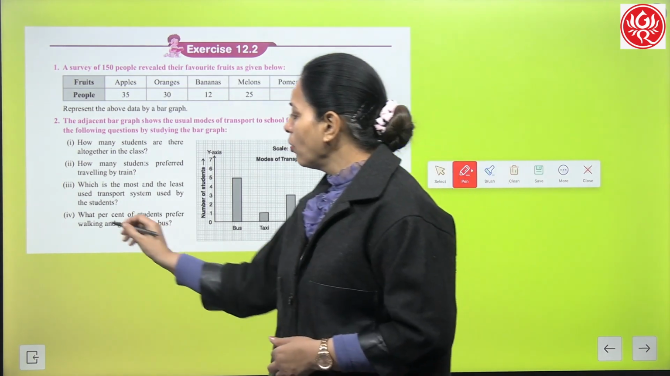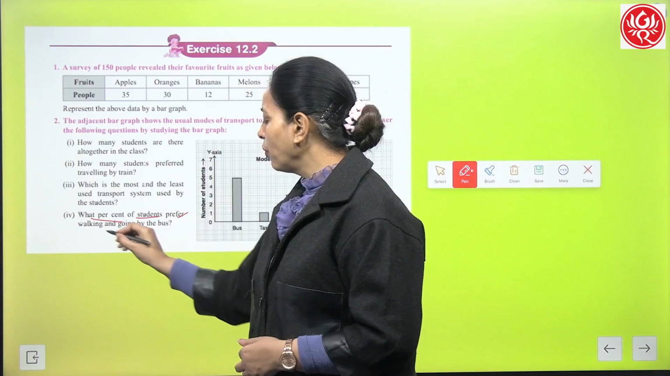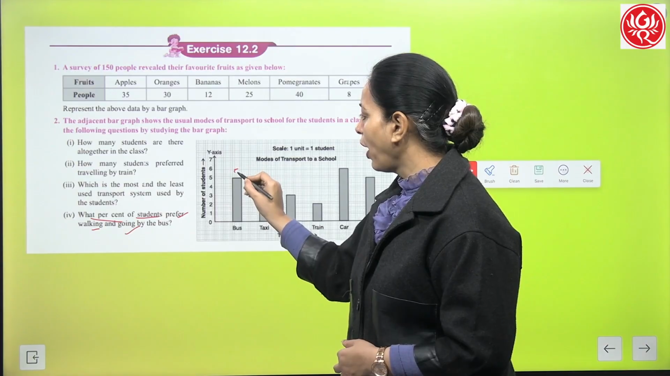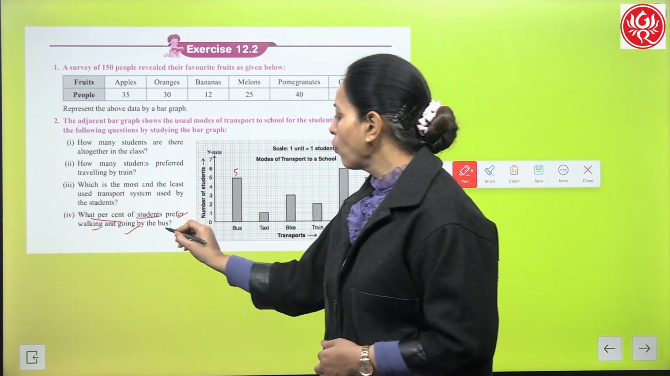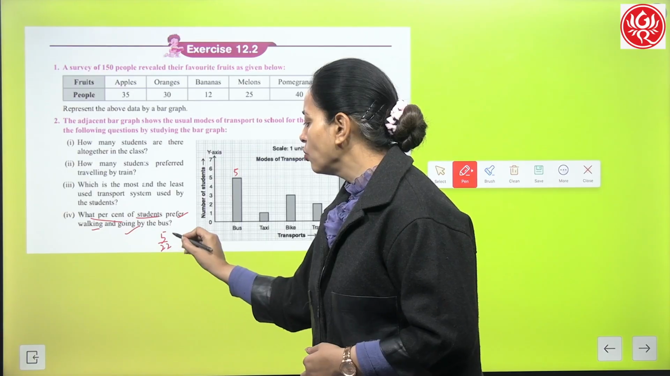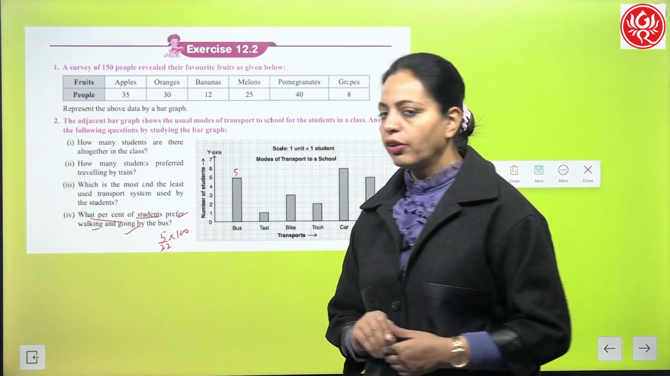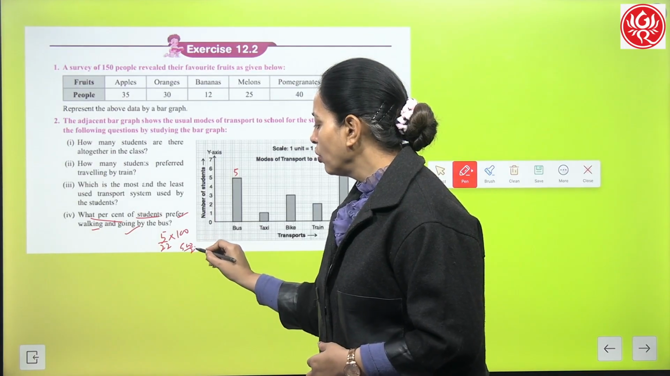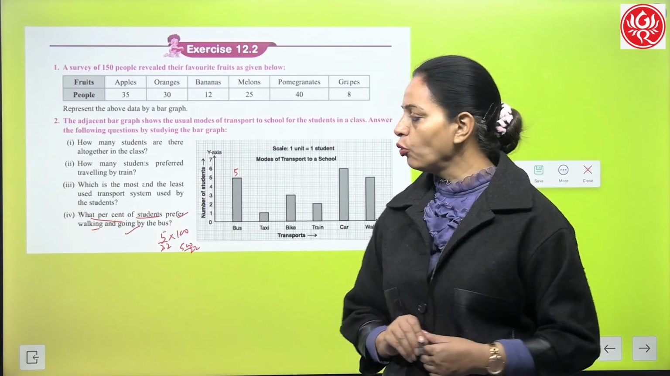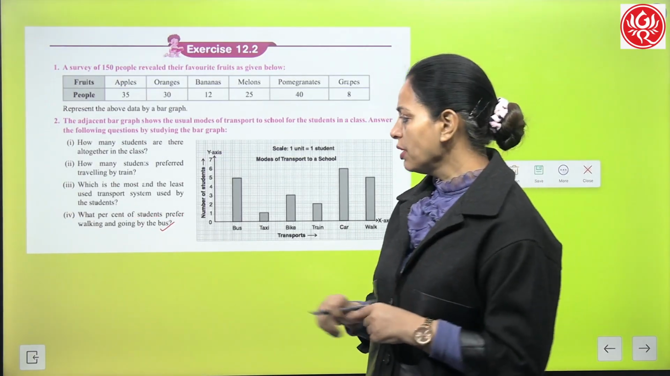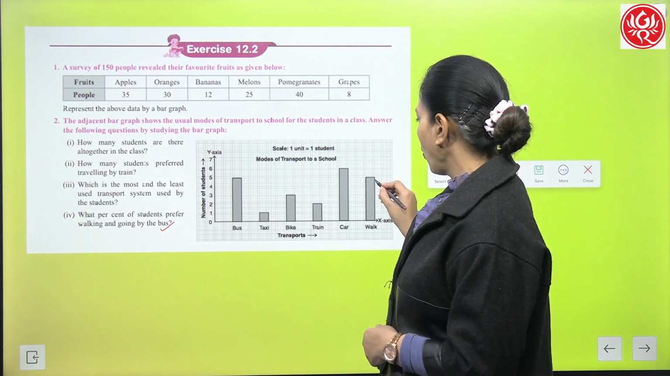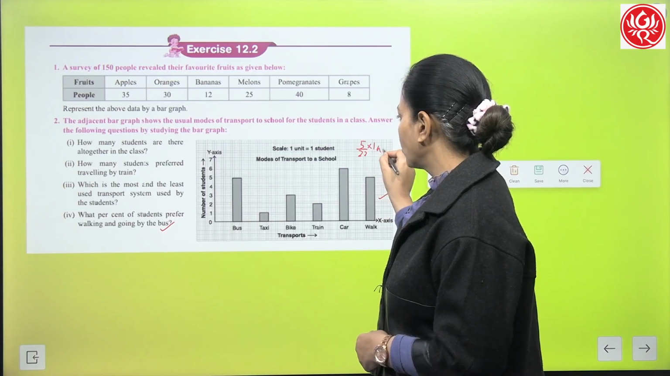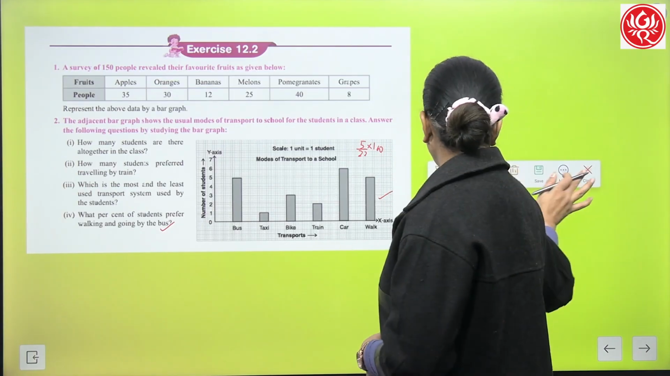Now the fourth one, what percent of students prefer walking and going by the bus? So by bus how many? 5. So what percentage? 5 upon 22 into 100, right? So you can calculate it. 500 upon 22. So divide 500 by 22, you will get the percentage. Similarly, walking. How many prefer walking? 5. Same, 5 upon 22 into 100. So same percentage, you can calculate it, right?